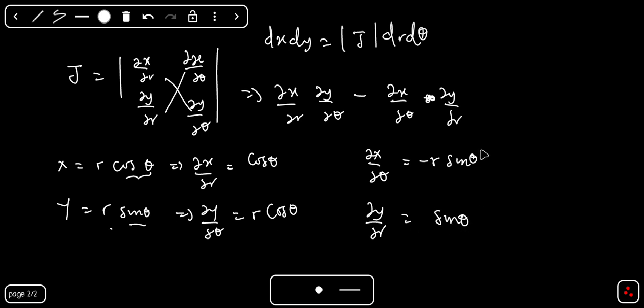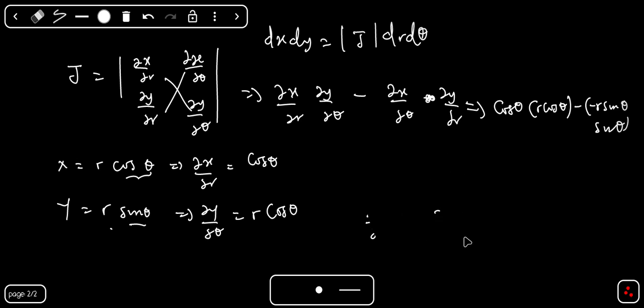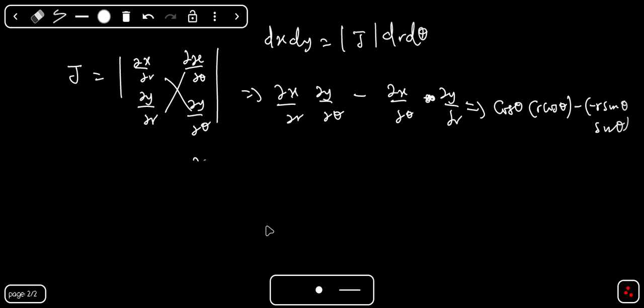Okay, so let's input that into this formula right here. dx/dr is cos theta, so we have cos theta multiplied by dy/d theta, and dy/d theta is r cos theta. So we have cos theta multiplied by r cos theta, then minus dx/d theta, and dx/d theta is negative r sine theta. We have negative r sine theta, multiplied by dy/dr, which is sine theta. So let me clean this part. Okay, so we're almost done, guys.